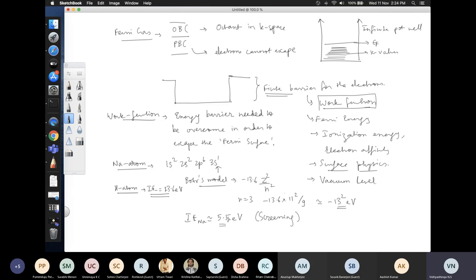But this is for an isolated sodium atom, correct? Yes, sir. Now the work function for sodium turns out to be about 2.3 electron volts. We were discussing the ionization energy, which is the energy required to take an electron out of the isolated sodium atom. But when we talk about a work function, we talk about bulk sodium. So we are talking about a crystal, and if I want to take an electron from inside the crystal to a few nanometers outside the surface, I need 2.3 electron volts. Now tell me, why is there a discrepancy here?